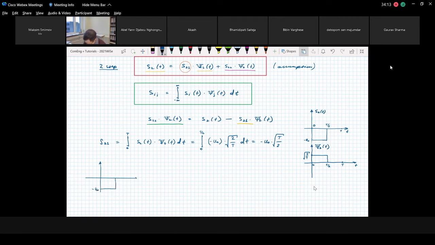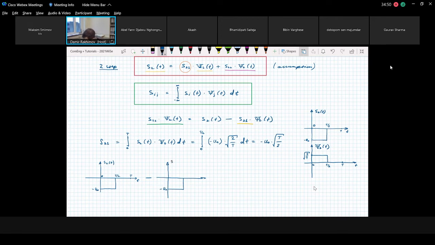Minus u0 as amplitude. It goes from 0 to capital T. Then I will plot how my weighted version of the first basis function looks like. It will be minus u0 times square root of T/2 times square root of 2/T. And if we multiply all these scalars, we get that our resulting amplitude will be minus u0.